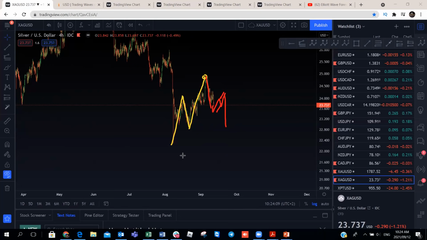Right, so that's what we have on silver. Look for continuation to the downside. Let's just go back one here so you can see this is your zigzag here. This is your WXY corrective structure on silver, and we're looking for this one to continue to the downside. Okay, so that's silver. Platinum.